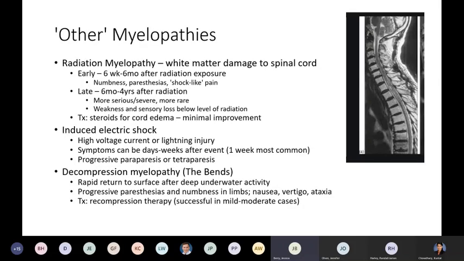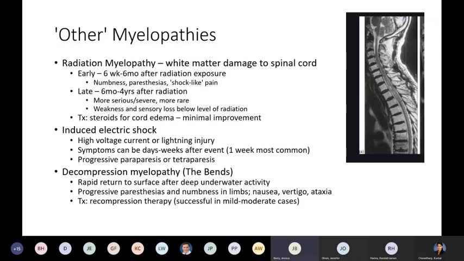And so lastly, just a category of other, meaning that these etiologies don't fall into any of the other categories previously discussed. Radiation myelopathy is white matter damage to the spinal cord that occurs as a result of radiation exposure. It can be divided into early and late. So early being within 6 weeks to 6 months after radiation exposure. And that will typically be associated with shock-like pain, numbness, paresthesias.